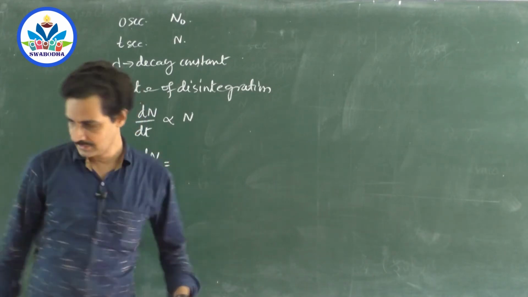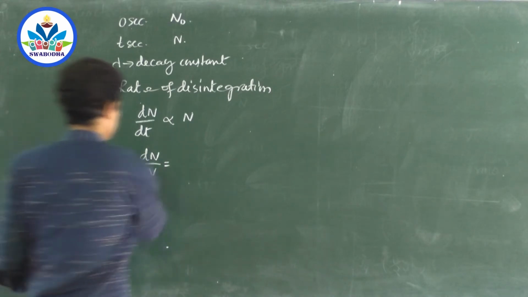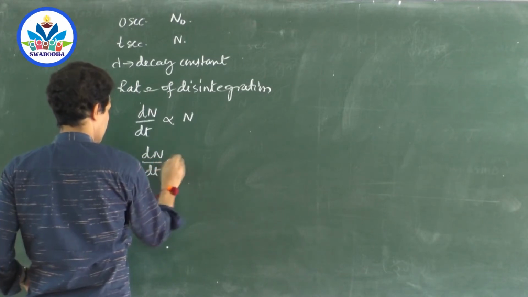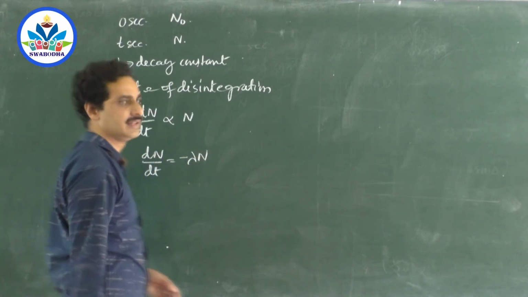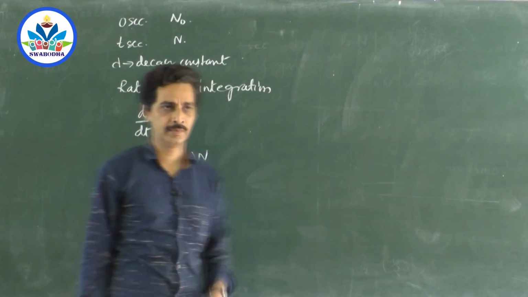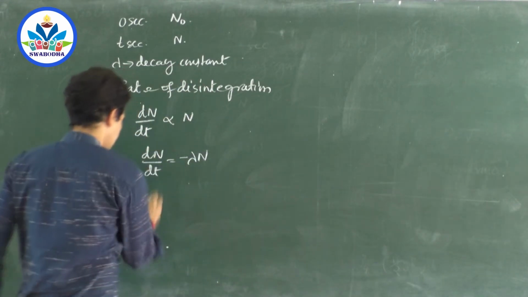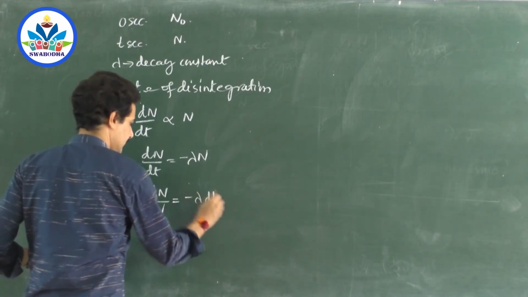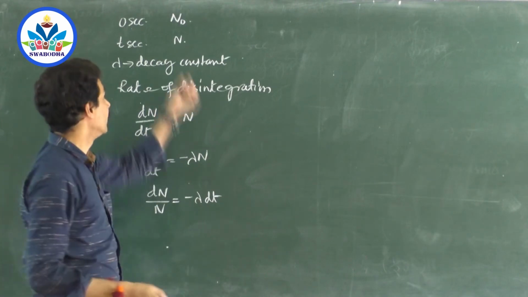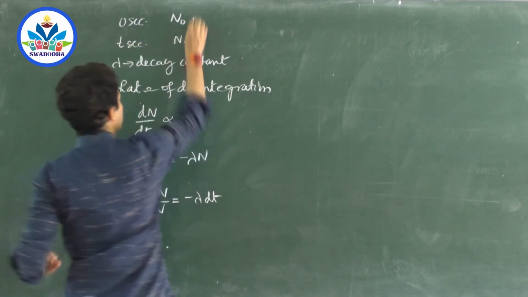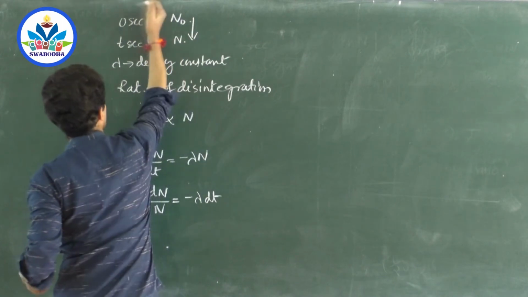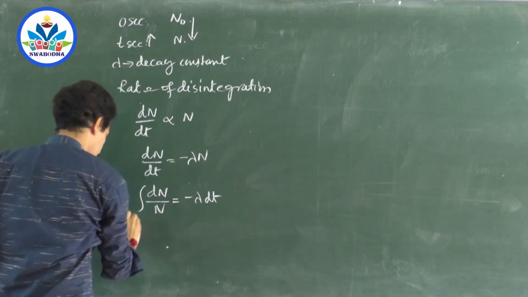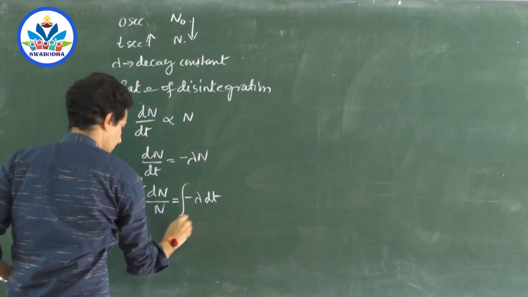We have to write what dN by dt is equal to first. dN by dt, the rate of disintegration, is equal to minus lambda N. The negative sign indicates that the number of atoms are decreasing with time, and lambda is a constant called decay constant. Rearrange this: dN by N is equal to minus lambda dt. Now integrate this from N naught to N, and remember, time increases from 0 seconds to t seconds. So this is N naught to N and this is 0 to t.